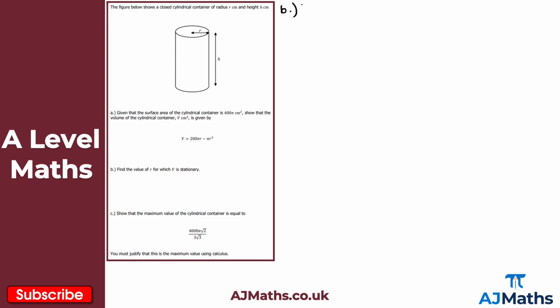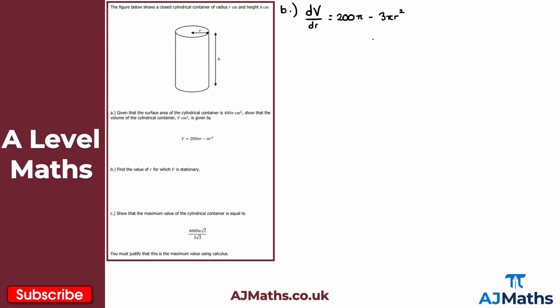Now for part B, it says find the value of r for which V is stationary. So again, looking for the stationary point, I need the first derivative. So here we need dV by dr. So just differentiate V with respect to r. I'm going to get 200 pi there. And then this minus pi r cubed, if I differentiate that, I get minus 3 pi r squared there. So that's the first derivative.